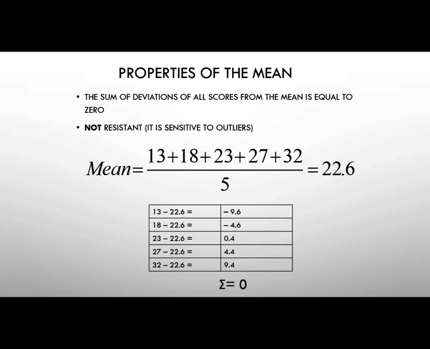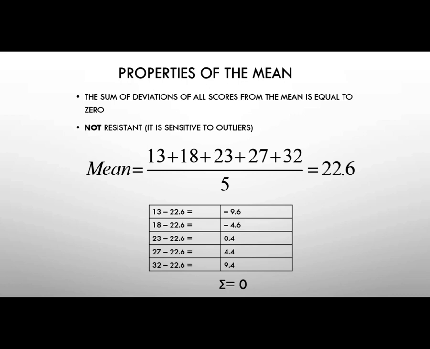But there's one thing that I want you to notice. The sum of deviations, this first bullet point, the sum of deviations of all scores from the mean is equal to 0. So if you look, I take the score 13 and I subtract the mean, and I get negative 9.6. I take 18, the individual score, and subtract the mean, and I get negative 4.6, and so forth. If I add those scores up, I get 0.